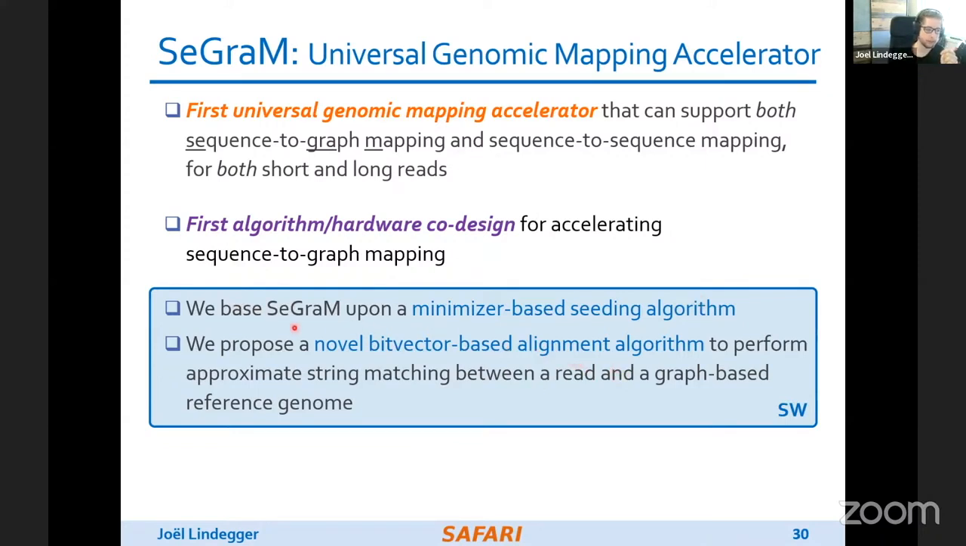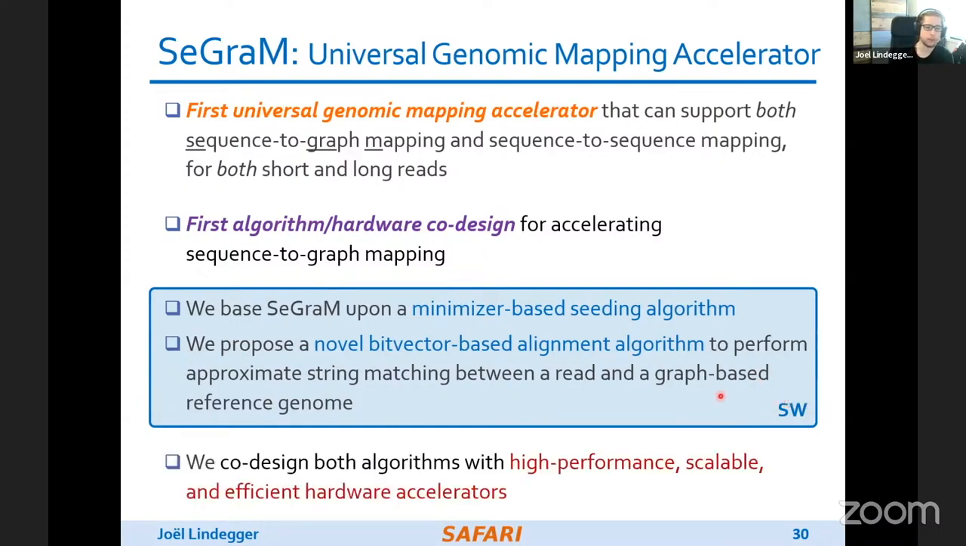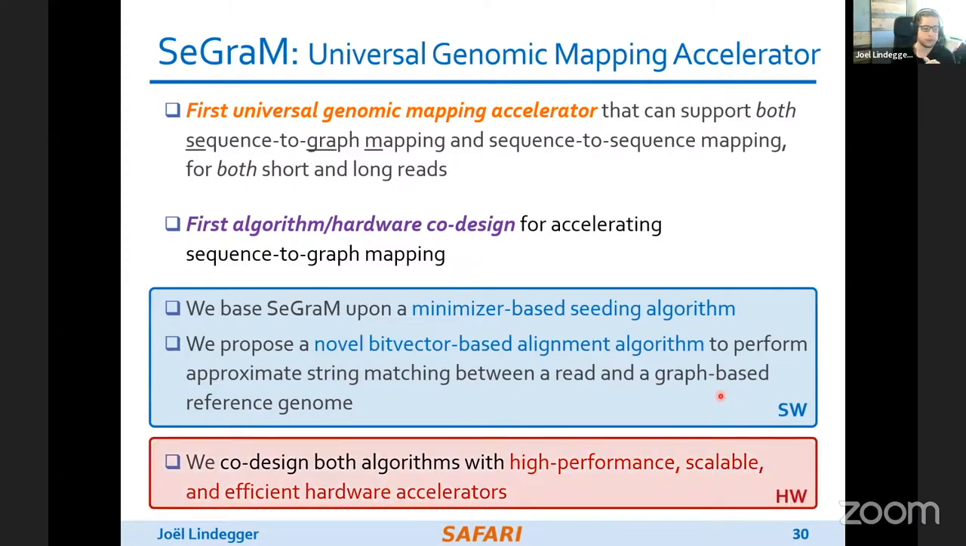And then you have to make this bit vector based alignment work on graphs as well, which is a bit more tricky. So, okay, it's labeled software here. Maybe we should call this rather algorithm contributions. And then the second contribution is that we create a very efficient hardware accelerator for all of this. So we took those algorithms, we designed hardware, and we kept iterating back and forth between algorithms and hardware to get a really efficient combination between the two.